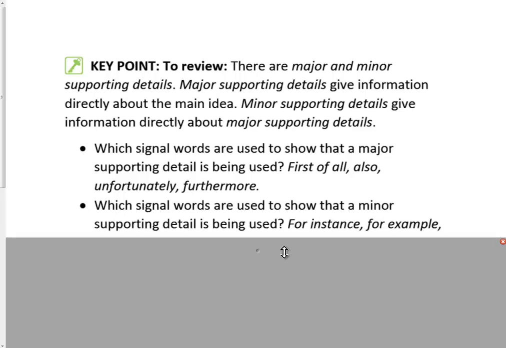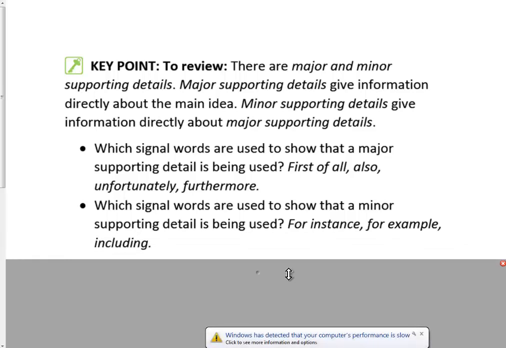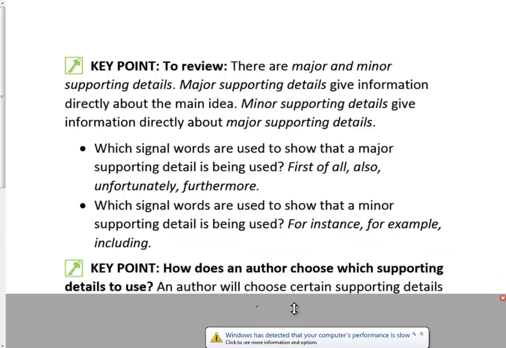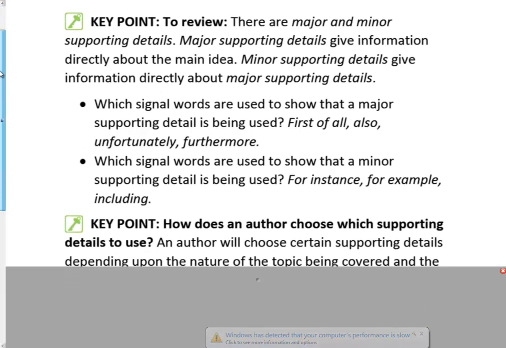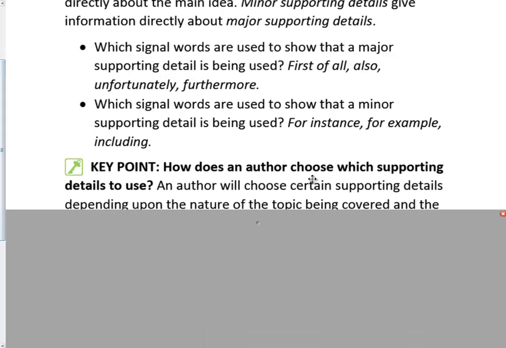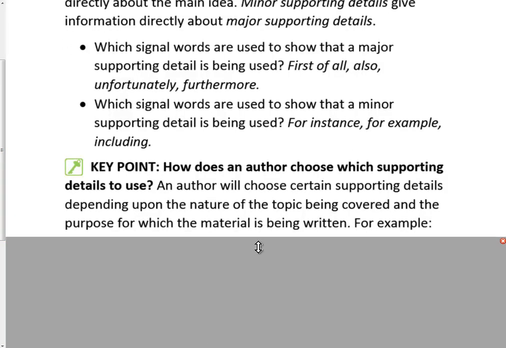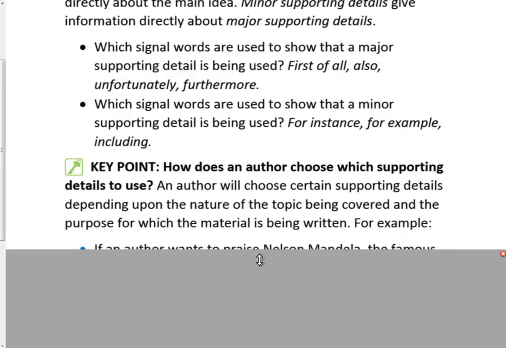Which signal words are used to show that a minor supporting detail is being used? Here's just a few. For instance, for example, including, such as. And how does an author choose which supporting details to use? Well, an author will choose certain supporting details depending upon the nature of the topic being covered and the purpose for which the material is being written.